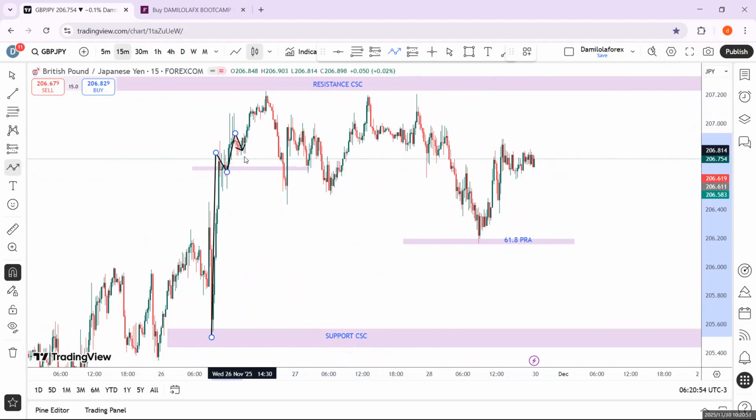This is push, this is exhaustion, right? This is push, and there was a break of structure right here. The last higher low got taken up.